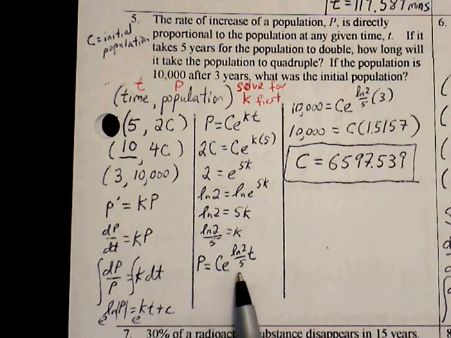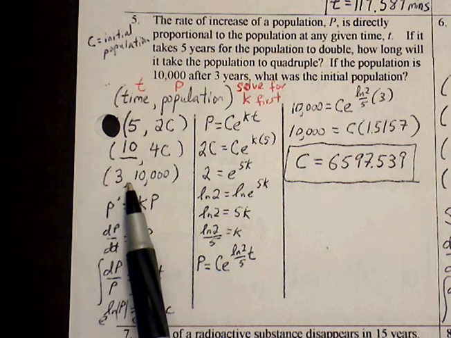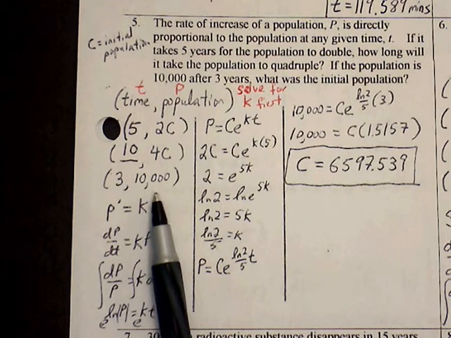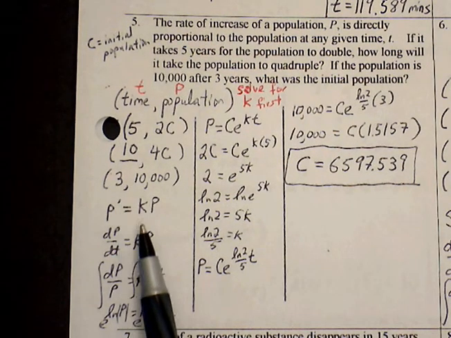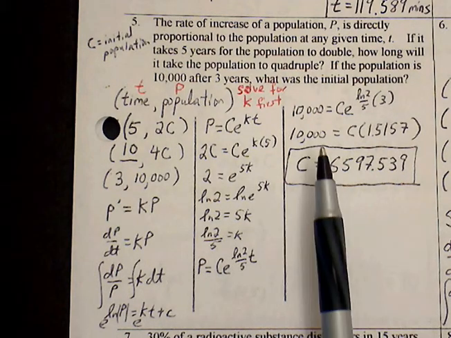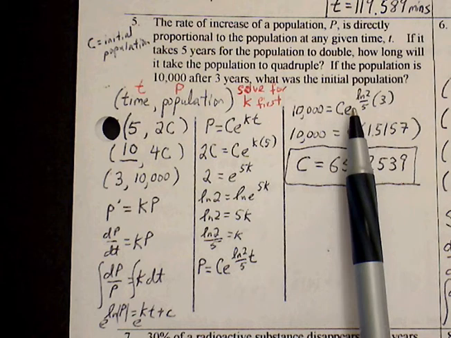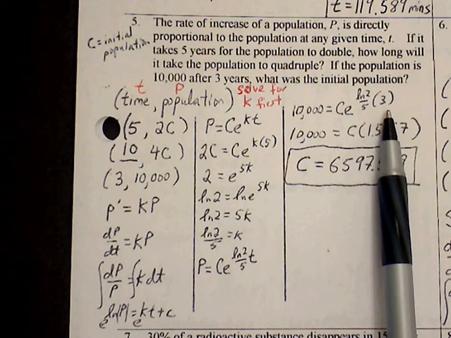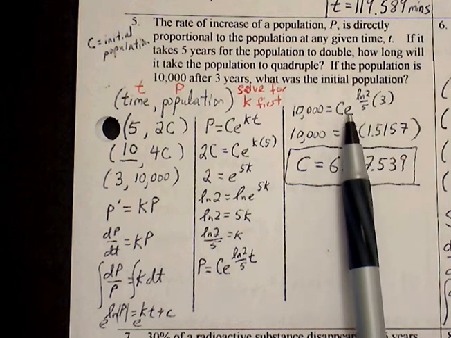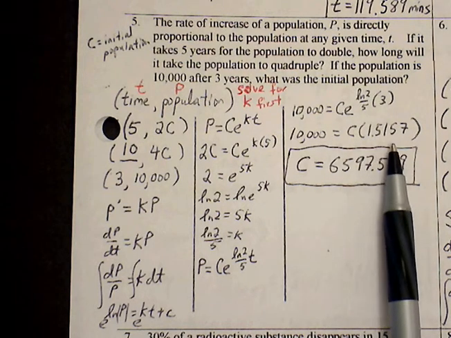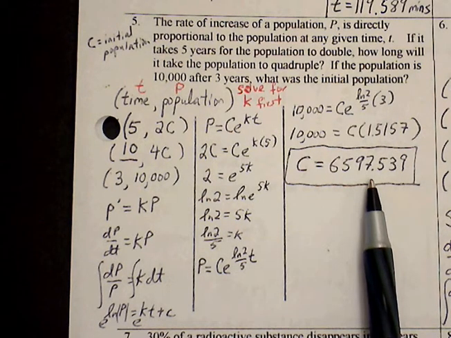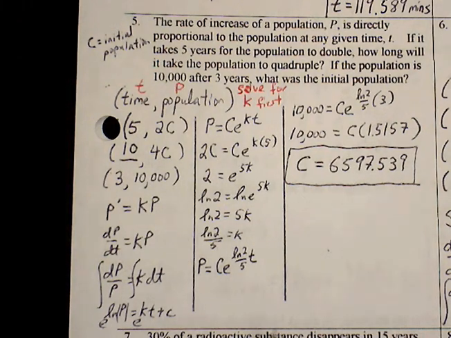Now we have this ordered pair to help us plug in and solve for C. Let's plug in 3 for time and 10,000 for P. So 10,000 is equal to C e to the ln of 2 over 5 times 3. We can just plug all this into the calculator. This gives us 1.5157. Divide both sides by that value, and we get our C value is 6,597.539.